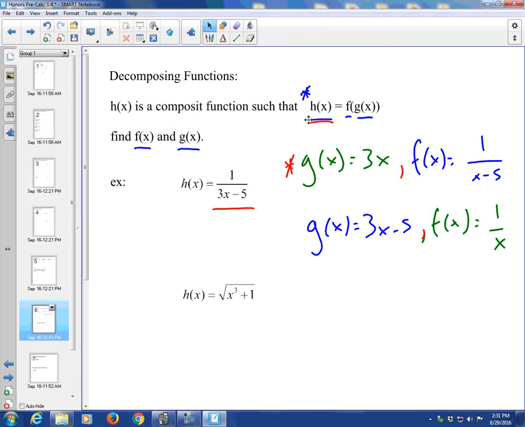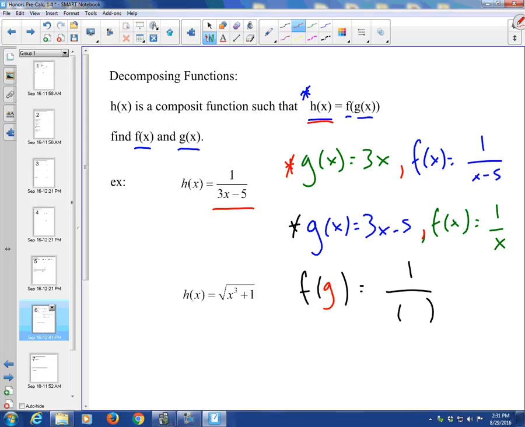And then right here, if we look at our second one, we would have f as basically being 1 over some input, and then right here when we plug in our g of x, we can say that input is going to be our g of x, which is 3x minus 5, so 3x minus 5, and that of course also gives us back our h of x, right? So both of these guys work.